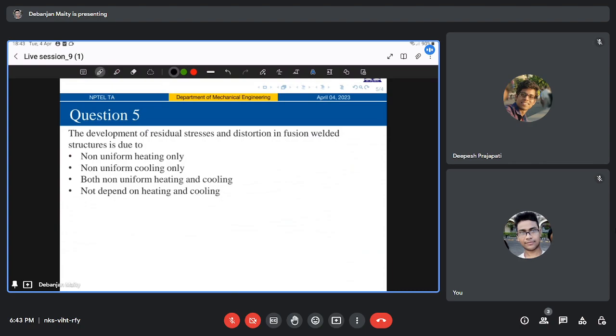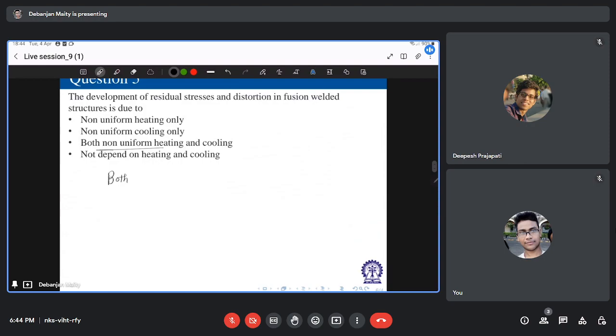These I have already discussed so many times. The development of residual stresses and distortion in fusion welded structures is due to, this is a very simple question actually, both non-uniform heating and cooling. There is nothing to think of as such. So both non-uniform heating and cooling.